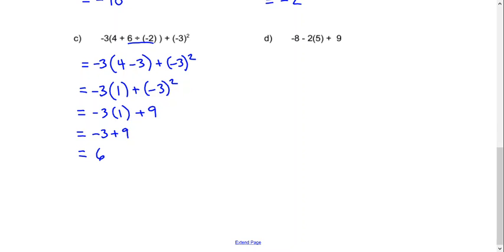Part D, negative 8. And then I'm going to do my multiplication. So negative 2 times 5 gives me negative 10 plus 9. Now I do my addition and subtraction in whatever order they come in from left to right. So negative 8 take away 10 is negative 18. And negative 18 plus 9 is negative 9.